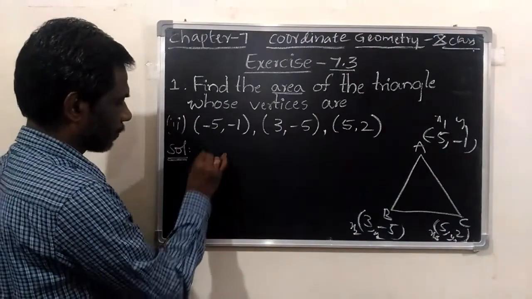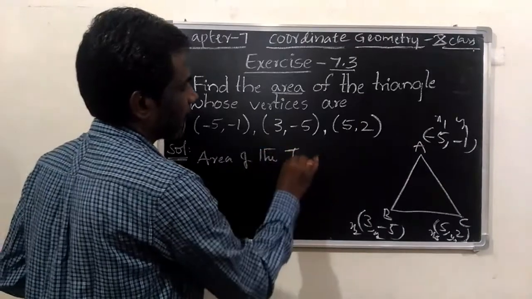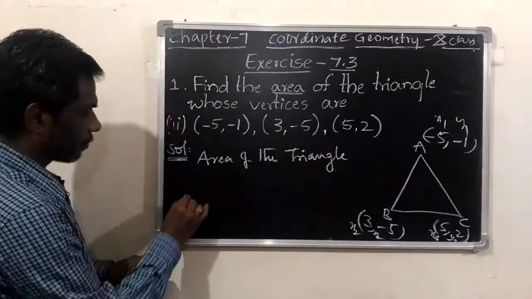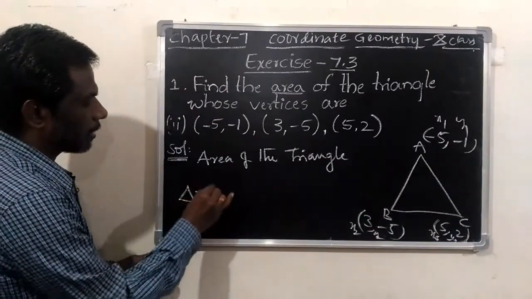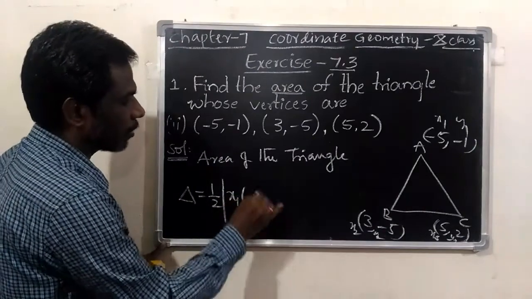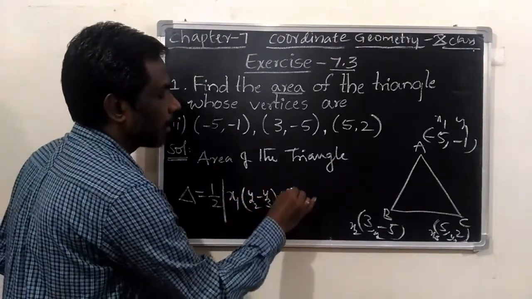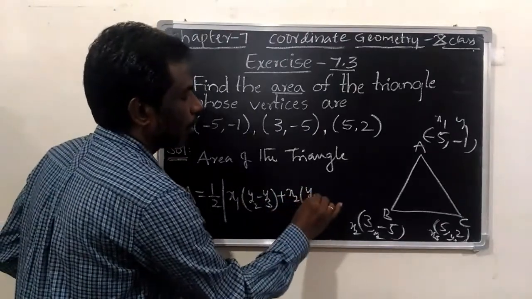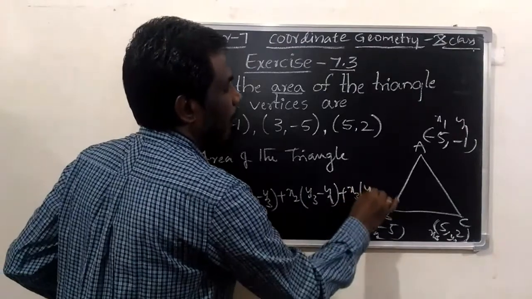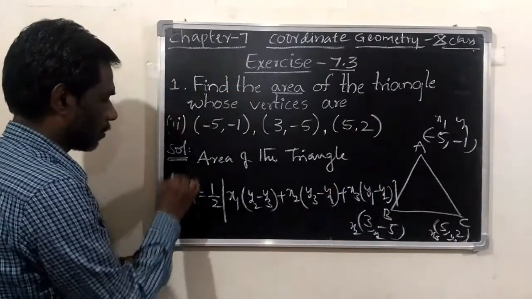Area of the triangle, delta, is equal to half mod of x1 into (y2 minus y3) plus x2 into (y3 minus y1) plus x3 into (y1 minus y2). Make it a box.